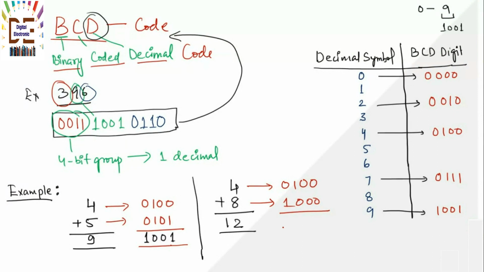Add these two numbers. What are you going to get? You are going to get 1 1 0 0. So what is 1 1 0 0? 1 1 0 0 is 12.